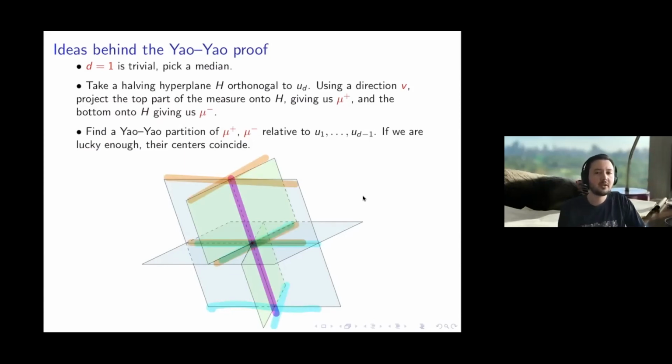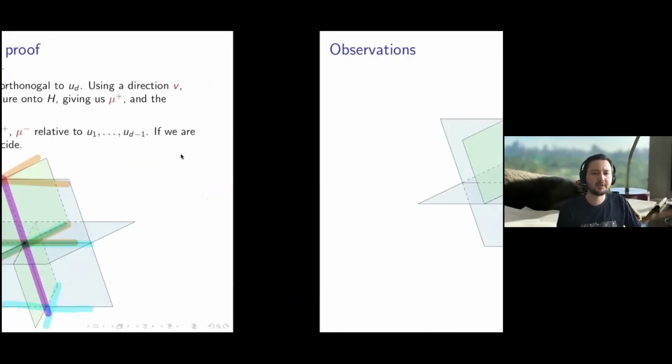Now, how do we guarantee that we can be lucky? That's where the Borsuk-Ulam theorem is used, and they prove that the direction v that you make things rain onto H always exists and is unique. Okay. So let's look a bit into this proof here.